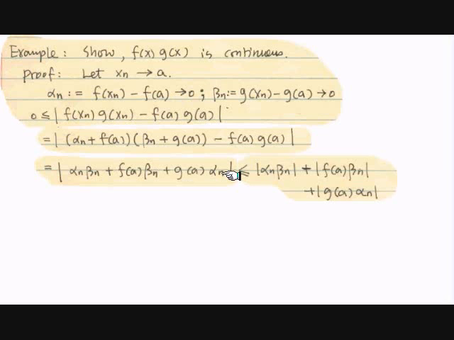Now it's time to use the triangle inequality again. These are quantities, and no matter whether they are positive or negative, if we switch all 3 quantities to positive like this, we make this quantity necessarily bigger. That's what was argued before. So here alpha n, put absolute value. Then the second term, put absolute value there. Third term, g of a, alpha n, and put absolute value there.